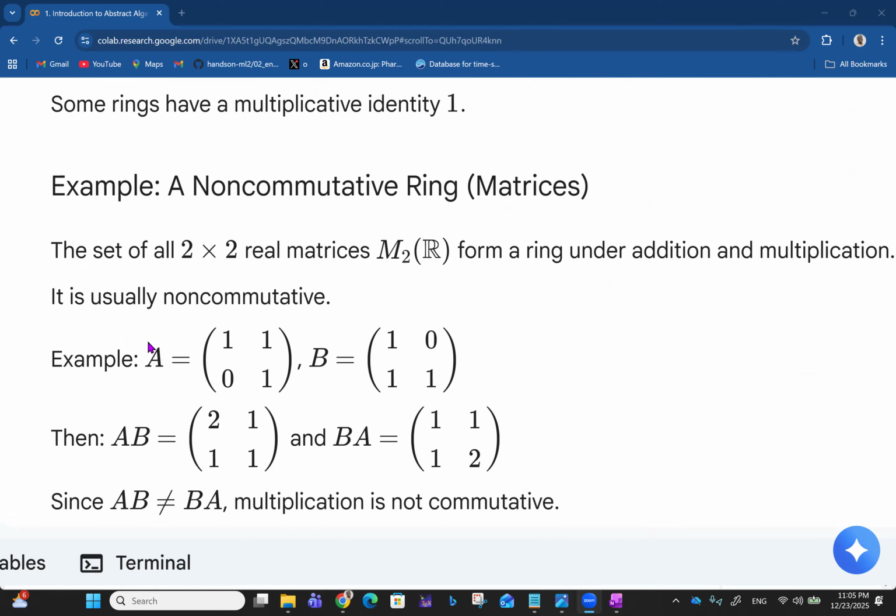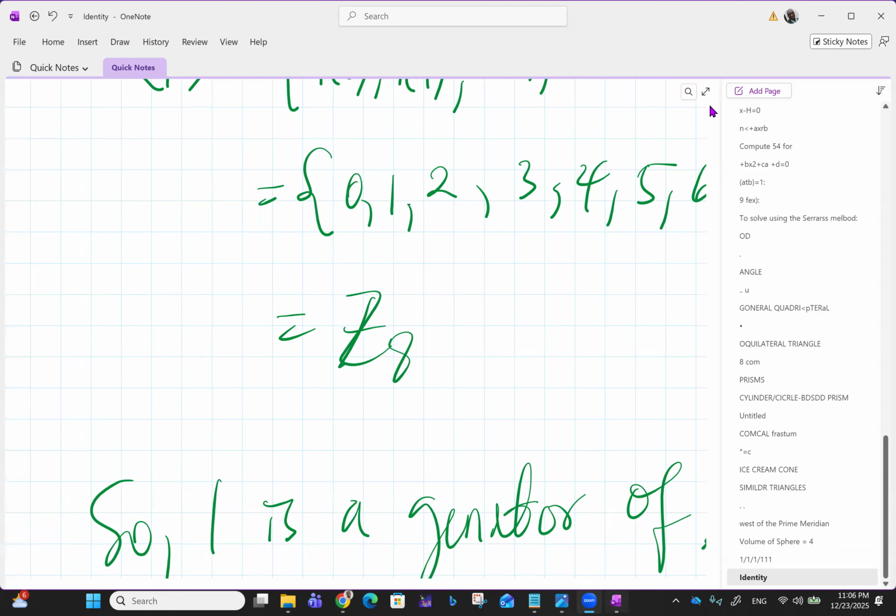So it is usually non-commutative. Imagine you have an example A = [[1,1],[0,1]] and B = [[1,0],[1,1]]. If you try to do AB, you get [[2,1],[1,1]], and BA is [[1,1],[1,2]]. Since AB is not equal to BA, multiplication is not commutative in this case. In case you're wondering what's going on, I have a whole playlist on matrices where I teach different things, but let me explain what has happened there.